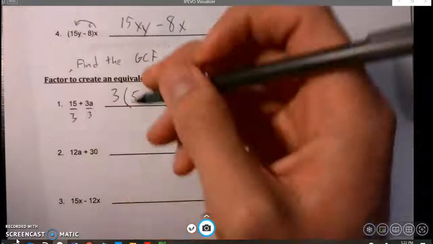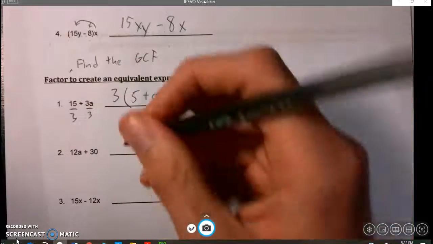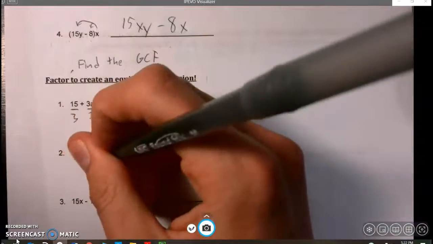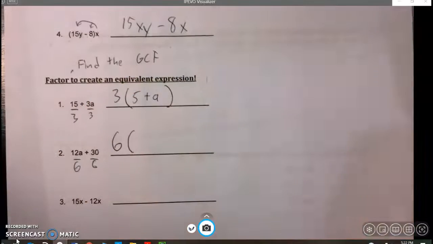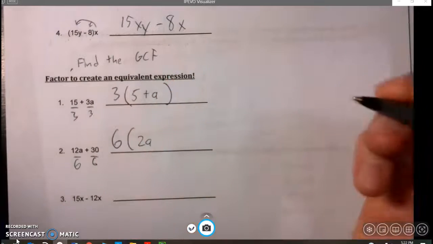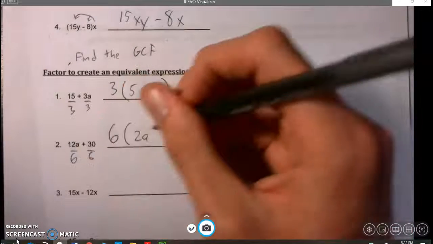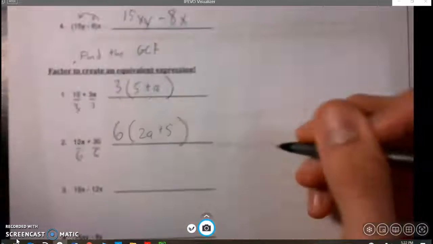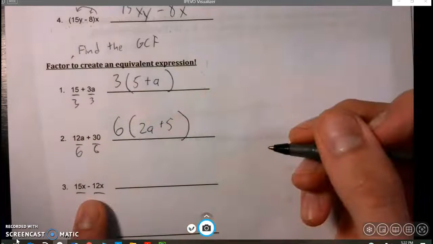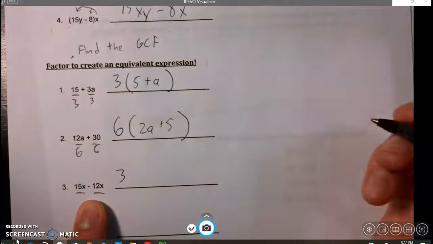GCF here, biggest number both can be divided by, would be 6. And so if you pull out a GCF, then you divide your terms to leave in the parentheses. 12a divided by 6 would be 2a, and 30 divided by 6 is 5.